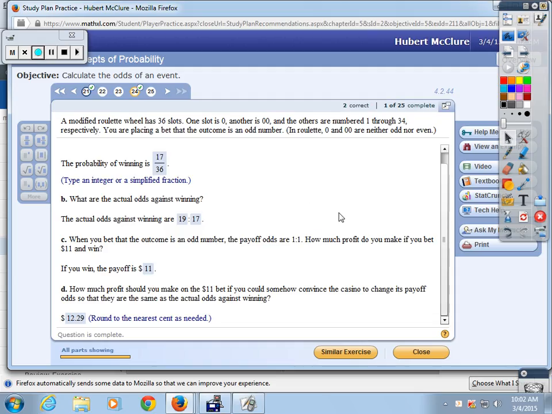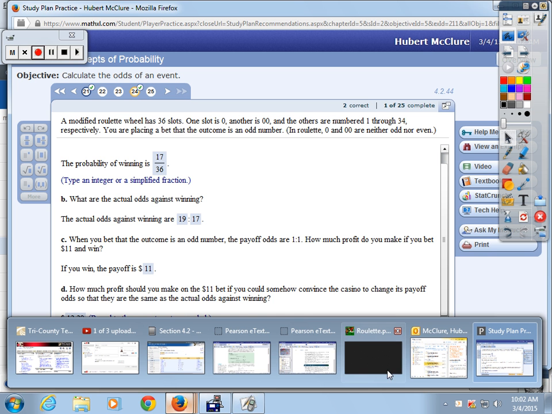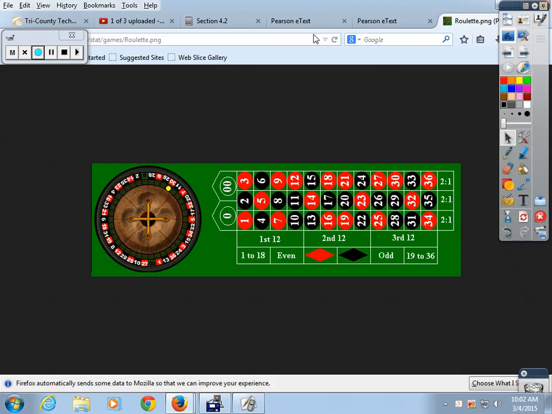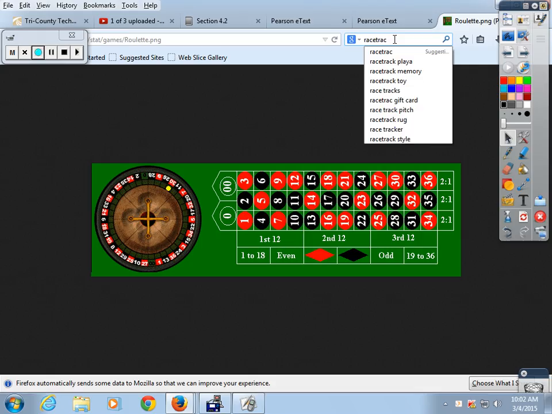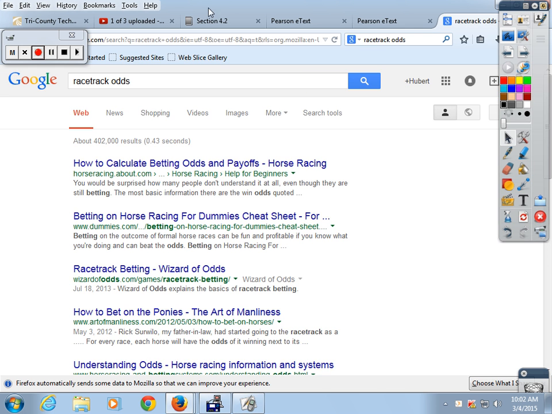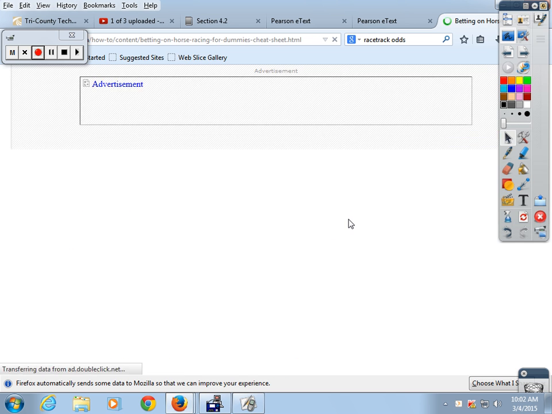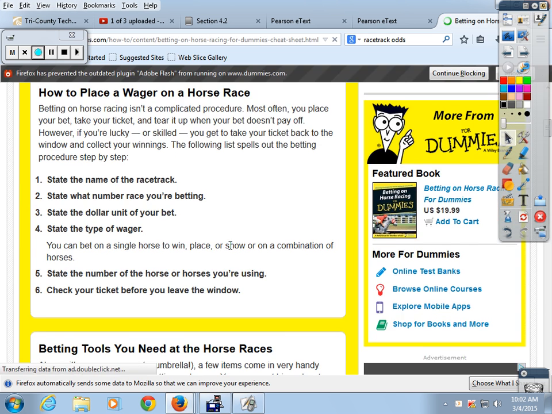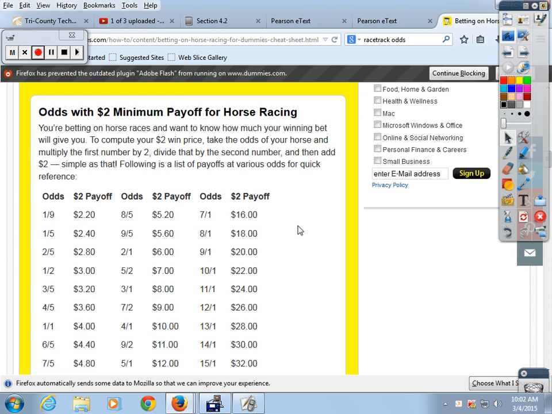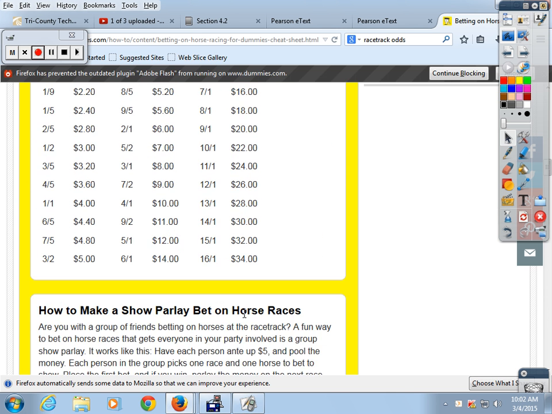Now, what kind of odds are they on a racetrack? Let's see if we can find that. Let's go to roulette wheel and let's go to racetrack odds. Betting on a horse for dummies. I just wonder if they give some examples. Okay, there's some odds right there, but that ain't. All right, 16 to 1.